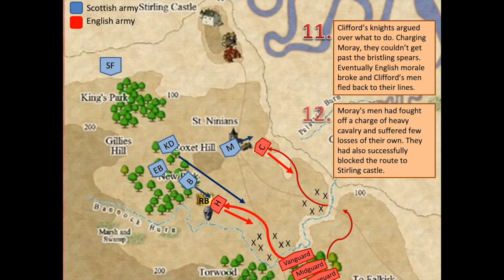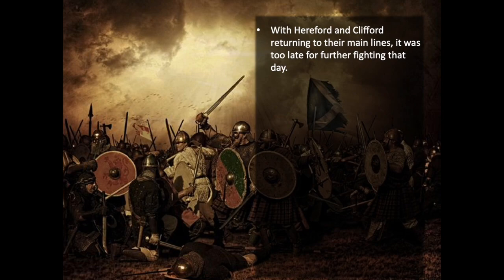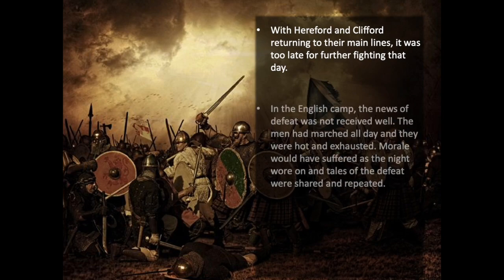Moray's men fought off a charge of heavy cavalry. They suffered a few losses of their own, and they'd also successfully blocked the route to Stirling Castle. With Hereford and Clifford returning to the main lines, it was too late for further fighting that day.